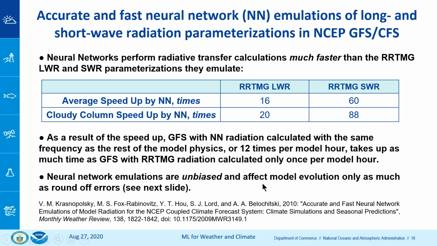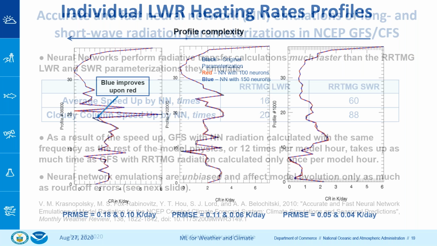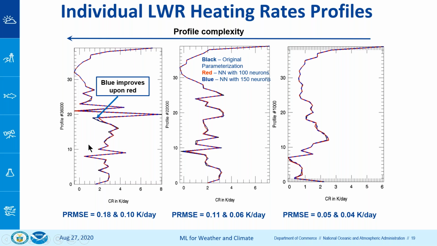Also, neural network emulations are unbiased, which is very important because systematic errors are the major errors which accumulate in the model. So the neural network is fast, but is it accurate enough?